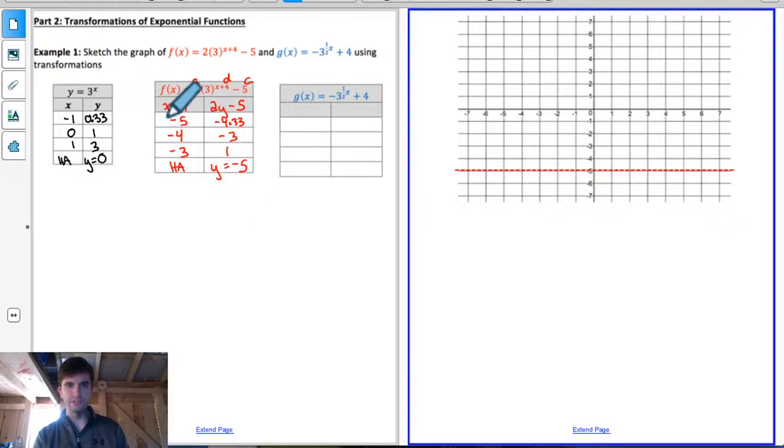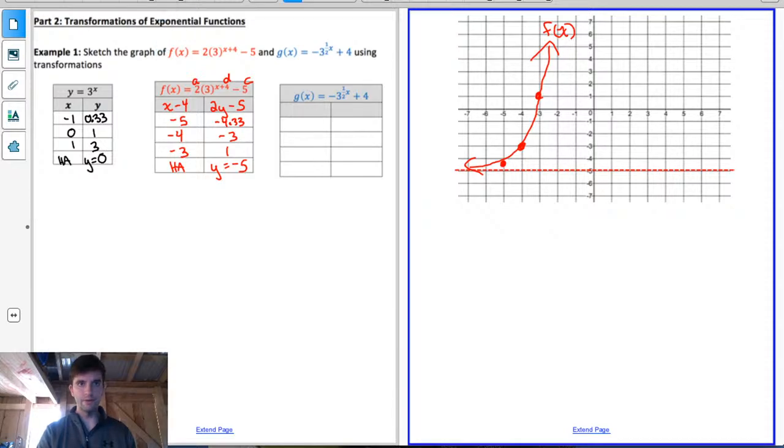And let's plot our 3 points. Negative 5, negative 4.33, that's about right here. Negative 4, negative 3, that's about here. And negative 3, 1, that's about here. So this function looks like, let me try that again, see if I can connect them a bit better. Here's what the function looks like. This is our f of x function. So there's our first transformed exponential function. Notice it's been vertically stretched, shifted left 4 and down 5.